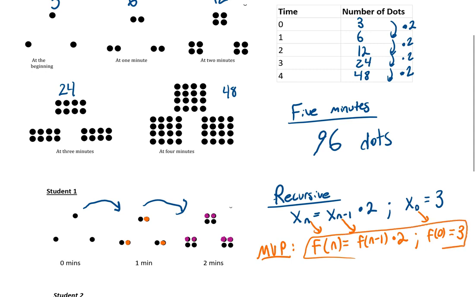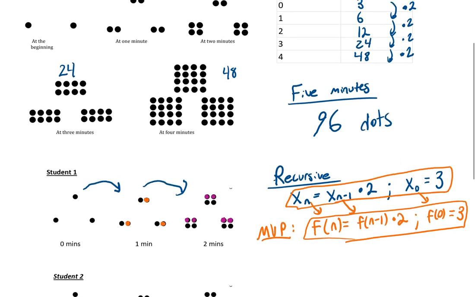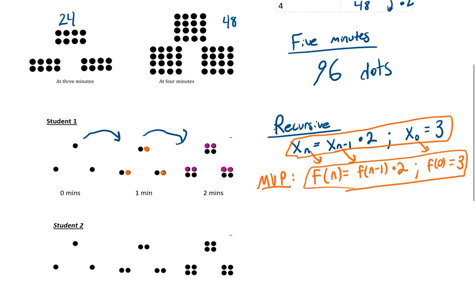So this representation is equivalent to this representation. One is just the more North Carolina way of writing it that you might see on the EOC. The other is the MVP way of writing it. So the other way we can think about this scenario is in a more explicit way. And so here's how a student might approach this intuitively and think about it explicitly.